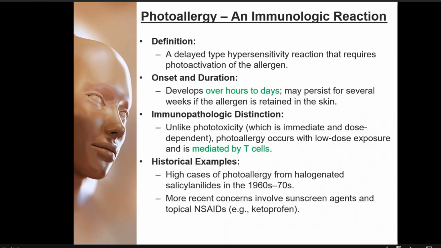This is the historical example, like high cases of photoallergy from halogenated salicylanilides in the 1960s to 70s. During this period, exposure to halogenated salicylanilide was observed worldwide, and it was responsible for photoallergy. More recent concern involves sunscreen agents and topical NSAIDs like ketoprofen, which are responsible for this photoallergy.